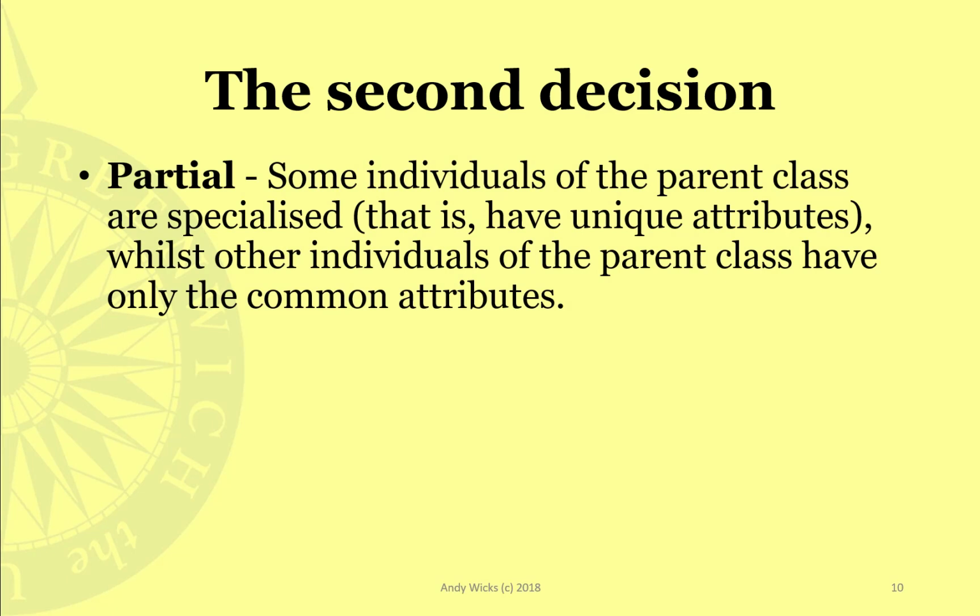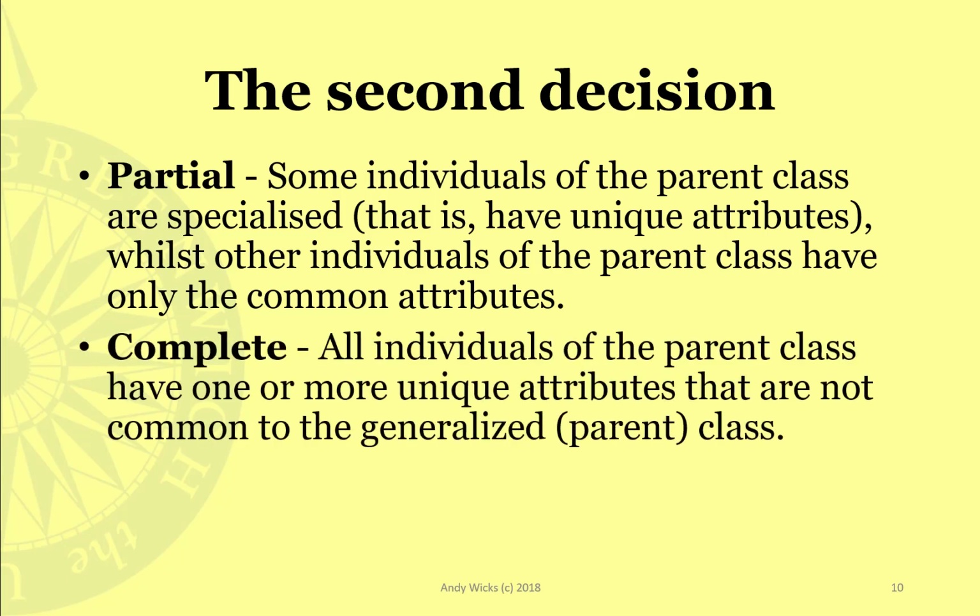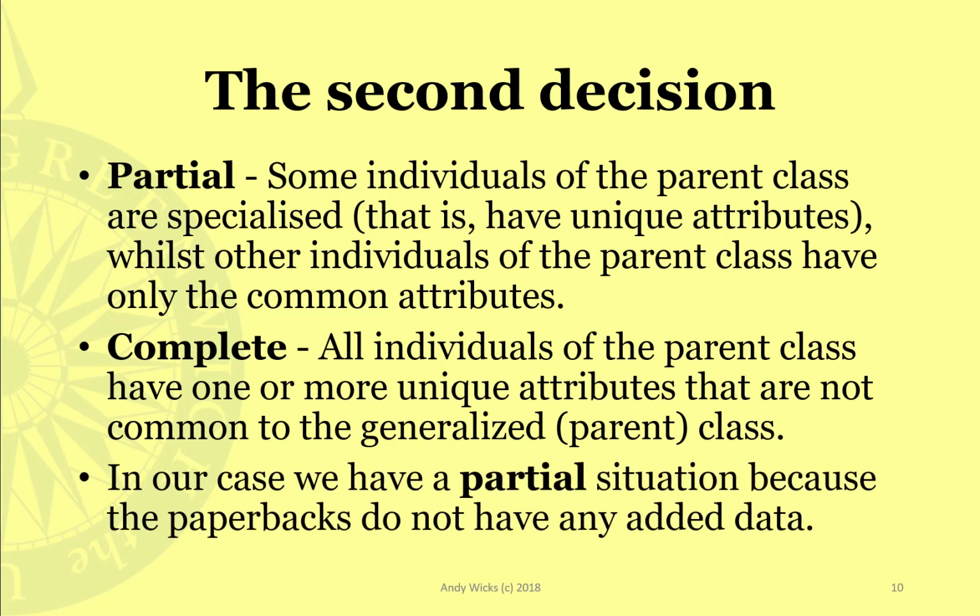Is this a partial relationship? Some individuals of the parent class are specialised, so some have unique attributes, whilst other individuals are of the parent class only. Or is it complete? All individuals of the parent class have one or more unique attributes that are not common to the generalised parent class. Well, in our case, it's a partial situation because the paperbacks do not have any added data.